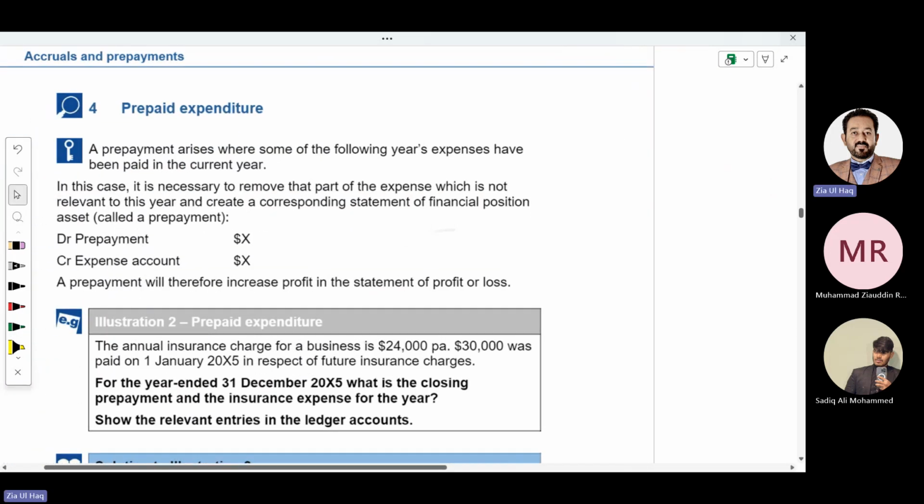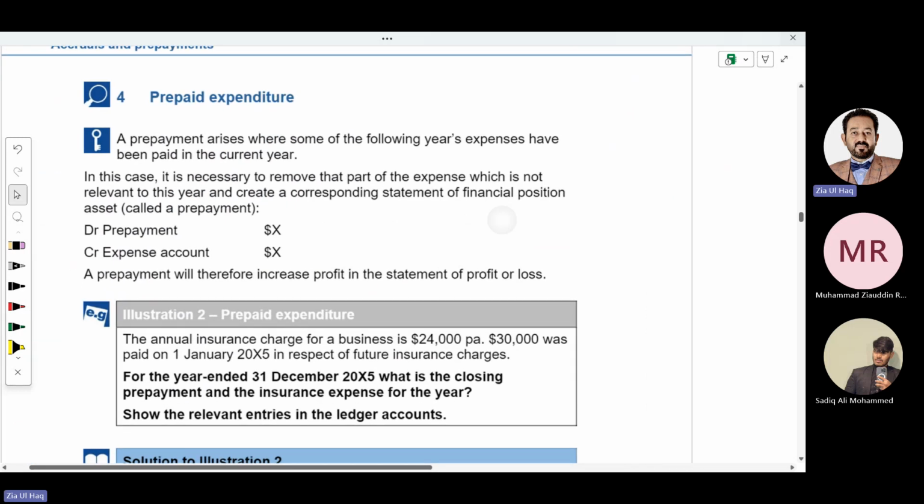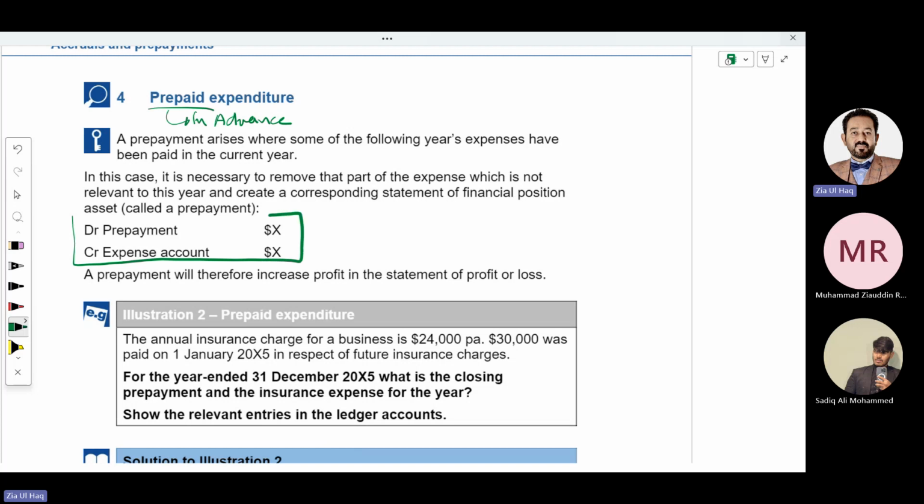So now we are moving towards prepaid. Prepaid mean in advance. Mean we have paid the expenditure in advance, or we have received the income in advance. Expenditure we pay, income we receive. If we have paid expenditure in advance, what will be the accounting entry? Prepayments, prepaid expenses debit and expense credit.